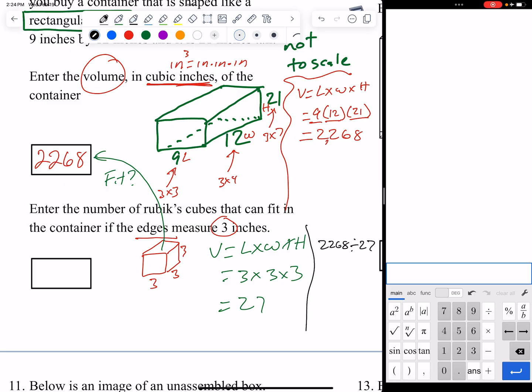So let me see. 2268. Nope, see, got to double check. 2268 divided by 27. And I get 84. So I got 84 Rubik's Cubes that are going to fit in there. Does that make sense? Well, let me see. I could fit 3 across, 4 that way, and 7 tall. And if I take 3 times 4 times 7. Hey, I get the same number. Look at that. Isn't that interesting, right? So I could check my work.